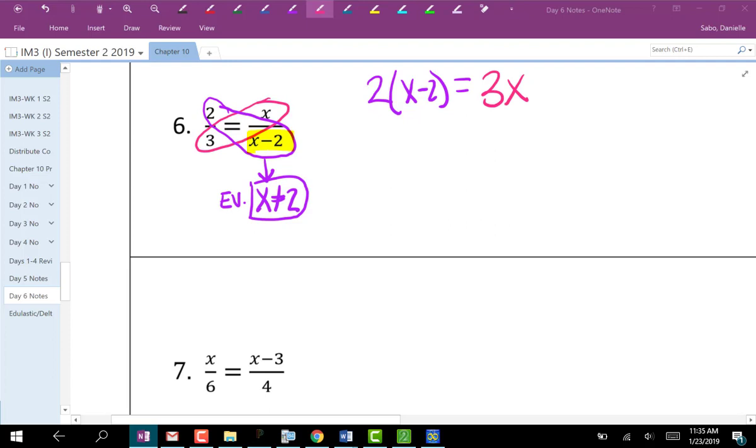And I want you to take a second and see if you can solve this one, because it's very similar to the one we just did.